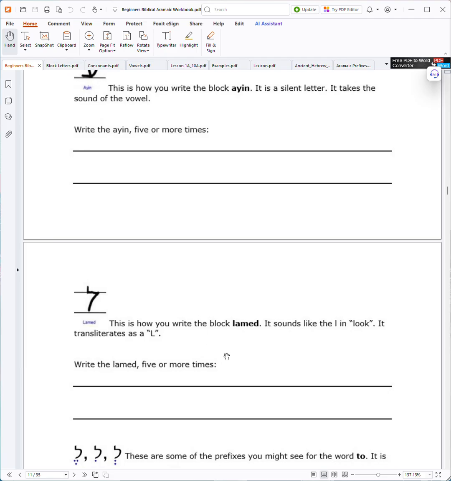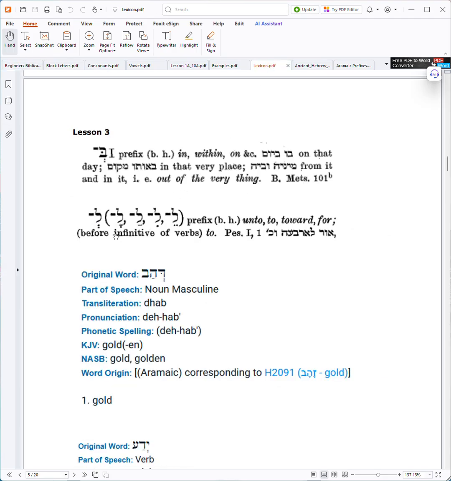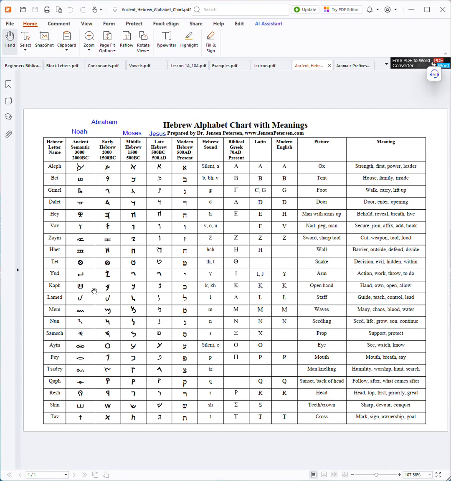Now the lamed can also be used as a prefix, and it is used as a prefix about 386 times. So it will probably look like one of these. And so when we look at our lexicon, here's the lamed. It may be one of those. Unto, to, toward, for. Now when we look at our ancient lamed, there it was a J.